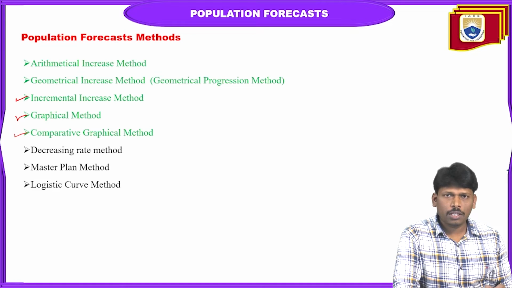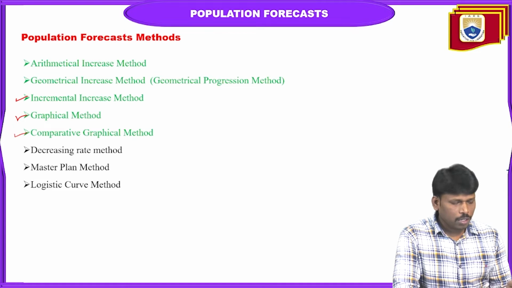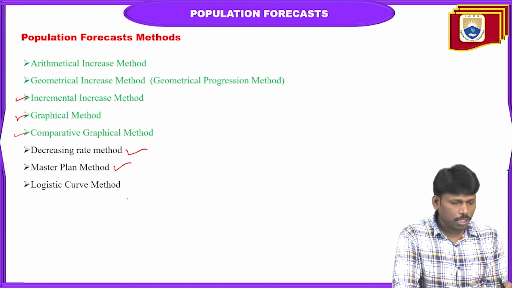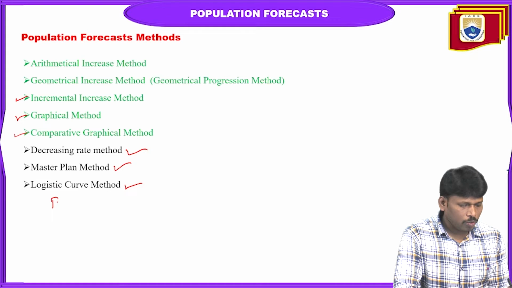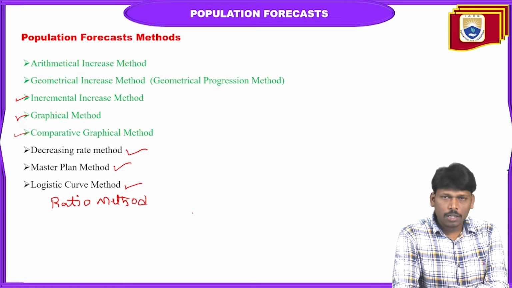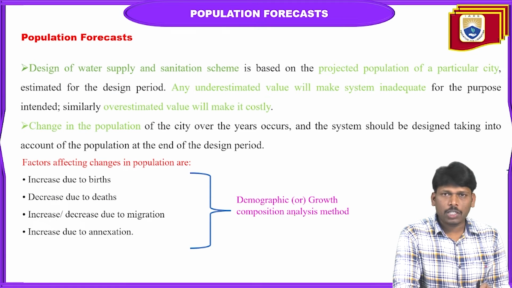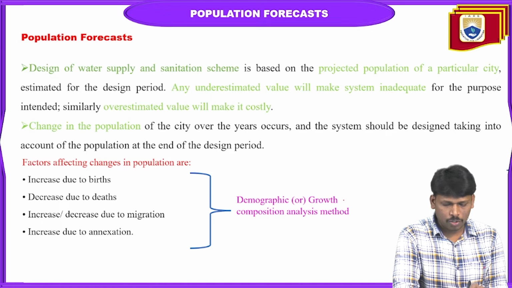In this particular lecture, I'm going to discuss the decreasing rate method, master plan method, as well as the logistic curve method. In addition to this, I'm also going to discuss the ratio method and the demographic method. So first I will start with this demographic method.